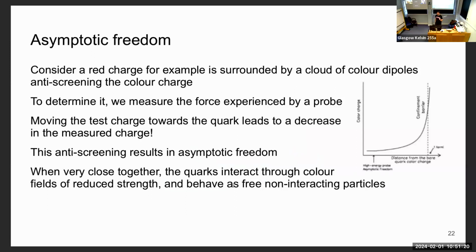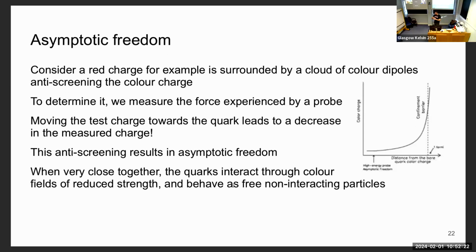For simplicity, let's take a red charge, which is surrounded by a cloud of colored dipoles anti-screening this color charge. If you want to study the red charge, you need to measure the force experienced by a probe, which can be anything. When you move the test charge towards the quark you want to study, you see a decrease in the measured charge. So you have a graph here, with the color charge on the y-axis and the distance from the bare quark you want to study on the x-axis. If you decrease the distance, which is the left-hand side of the graph, the color charge that the probe experiences is very low.